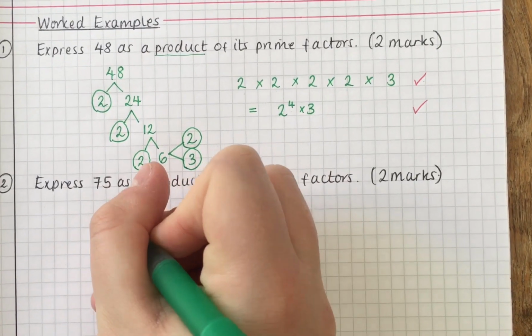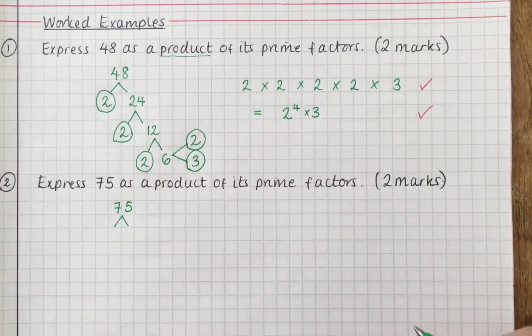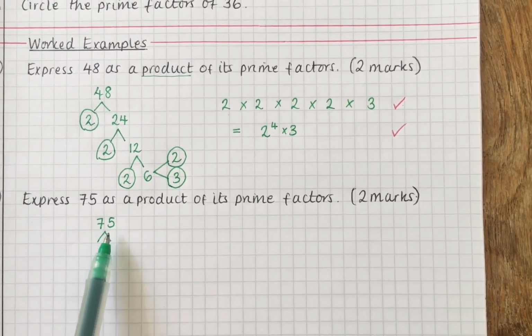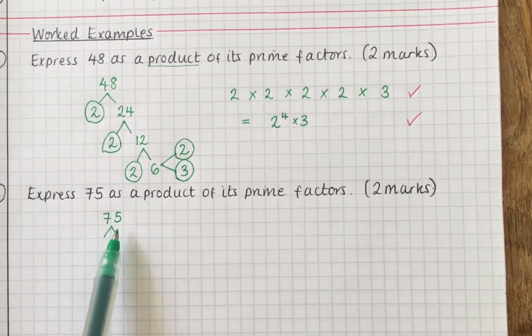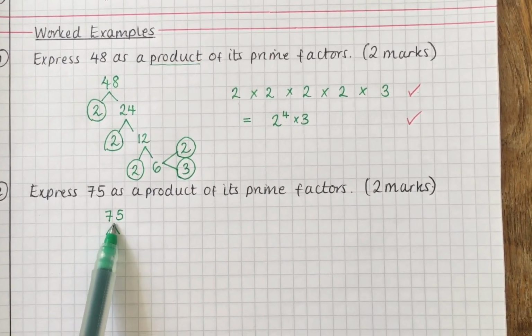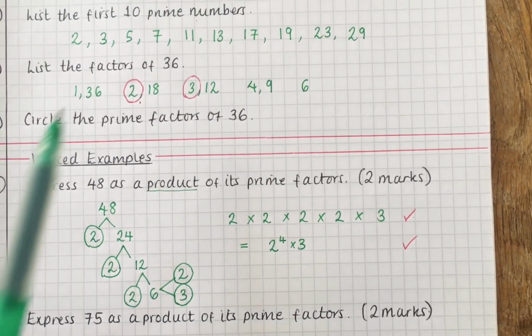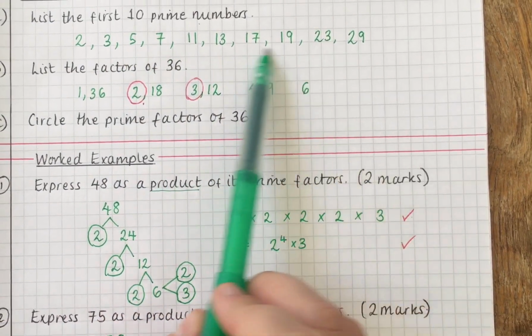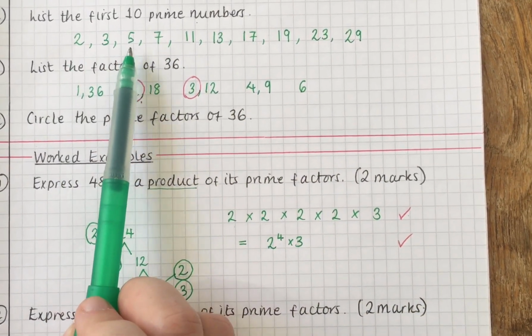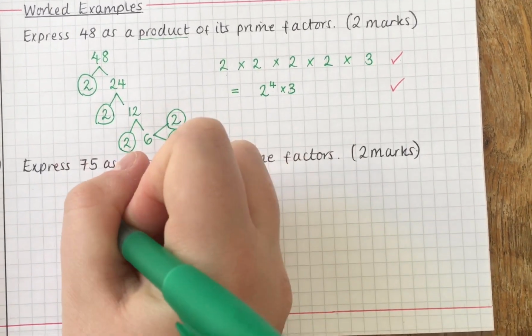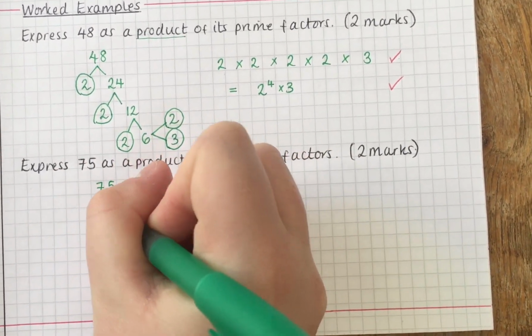Now, last worked example, express 75 as a product of primes. Now, we, again, need to do this factor tree, and we can see that 75 is not an even number, so we can't divide by 2 this time. So we need to think about another number that goes in 75 that is a prime number. So going back to our prime number list, which of these numbers goes in 75? We can tell that 5 definitely does, because 75 ends in 5. So if we do 75 divided by 5, we get 15.